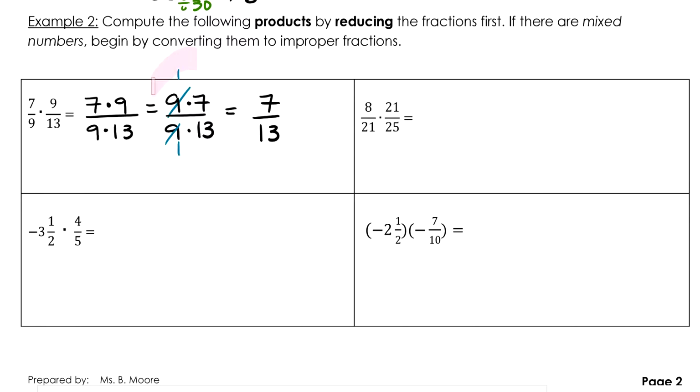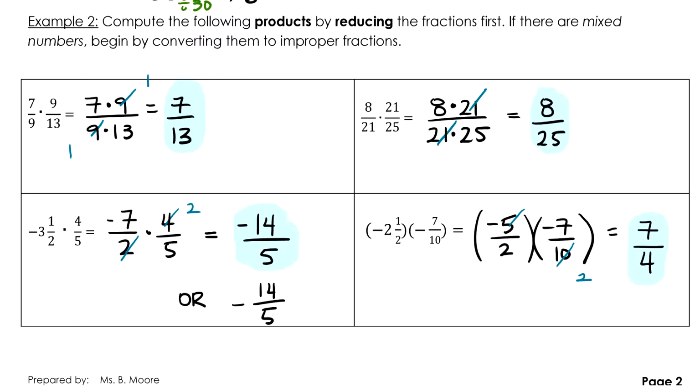Now this middle step here that I did where I switched the order of the numerator, you don't even have to do that if you don't want to. You can just simplify across like this. 9 divided by 9, and show your final answer as 7 over 13. So please pause the video here while you give the rest of the examples a try.